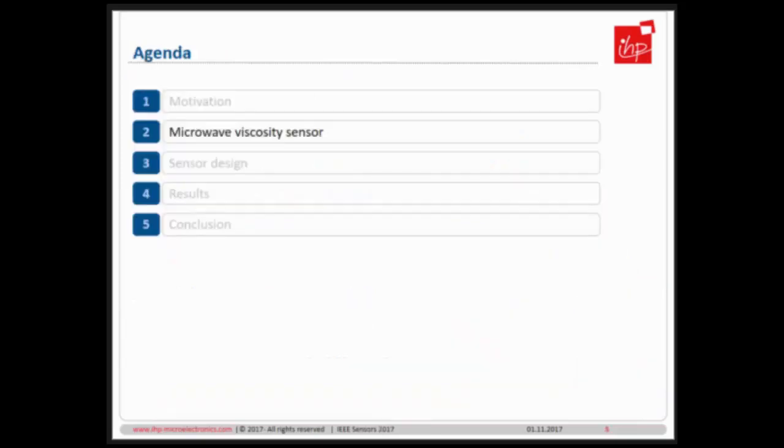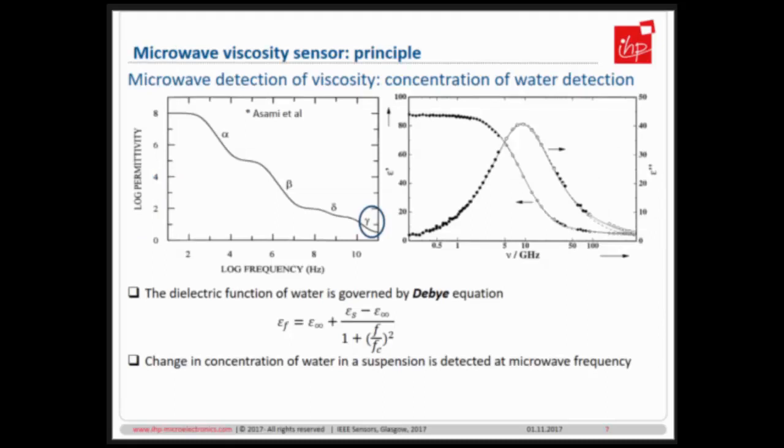Now let's talk about a microwave viscosity sensor. Here we need to understand one thing. Viscosity is basically a mechanical property of any material. It is the elasticity or the viscosity that defines the mechanical condition of the material. However, we are trying to detect it using microwaves, so we are trying to detect a mechanical property using an electrical technique. So there's a need to understand how we can relate these two different domains, the mechanical domain and the electrical. And the way, as I told you, was detection of the concentration of water.